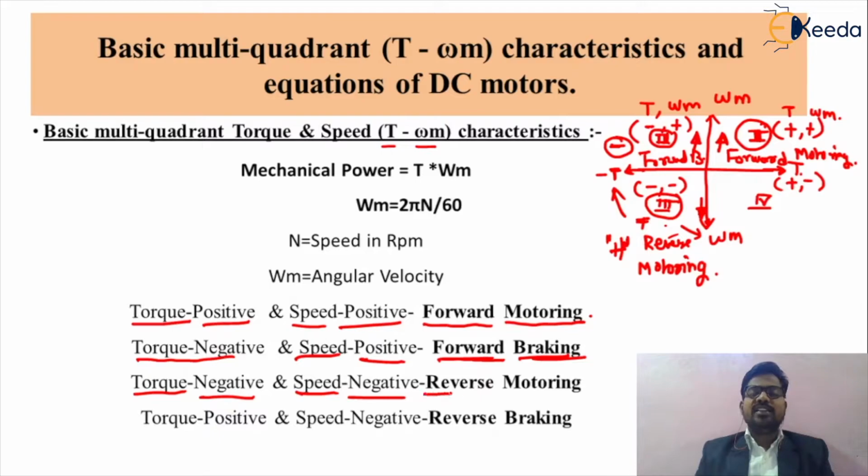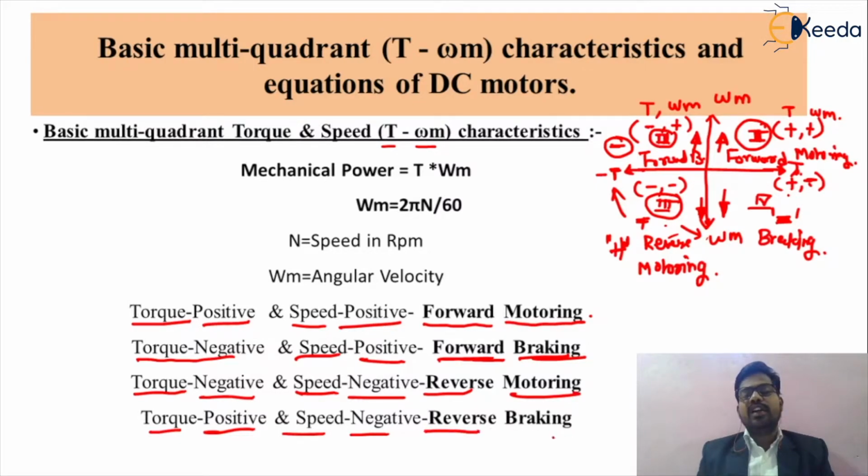And in the last quadrant, quadrant number 4, as we have seen, the value of torque is positive and the speed is in reverse direction, so it will be negative. Positive times negative gives a negative resultant. Negative means braking. So in this quadrant the torque is positive but the speed is negative, and such a quadrant of operation is called reverse braking.